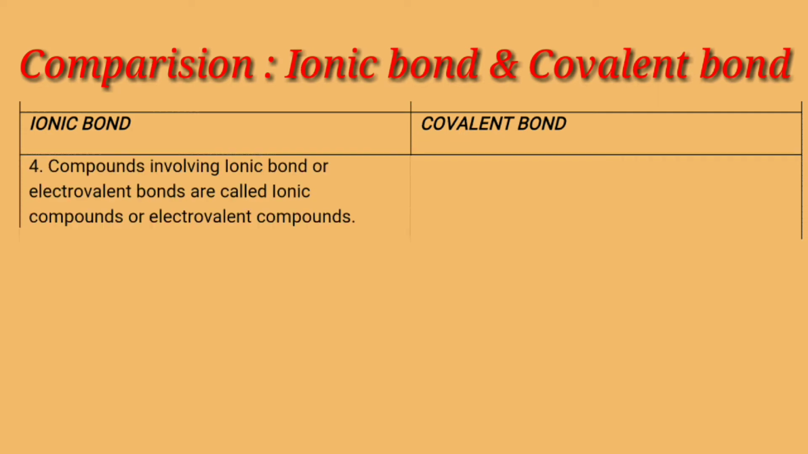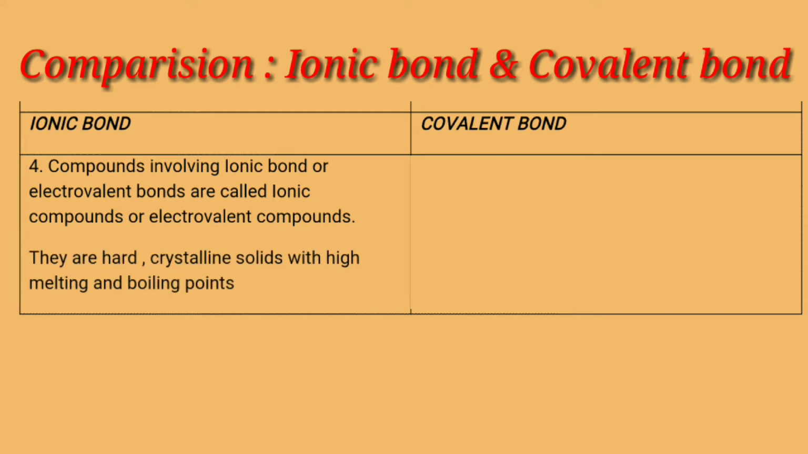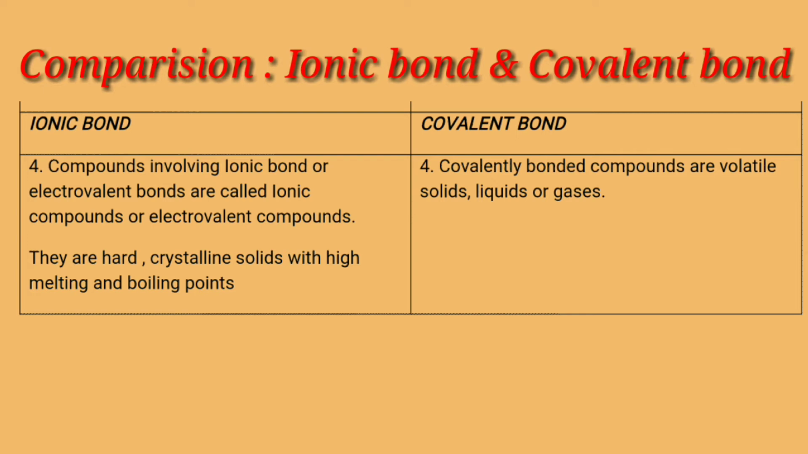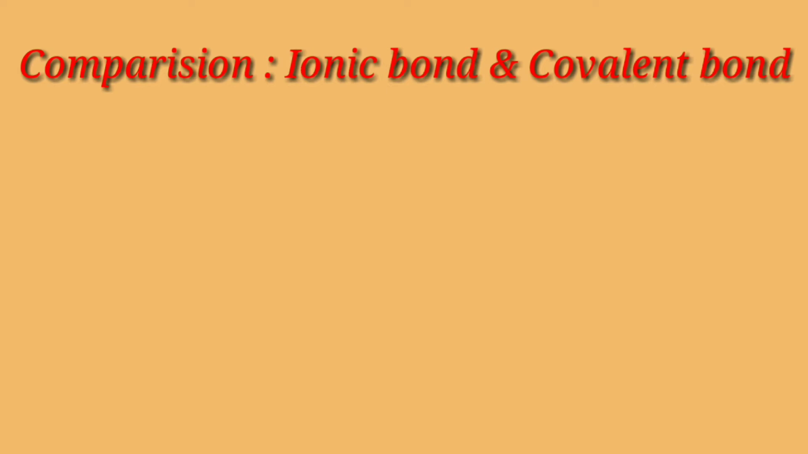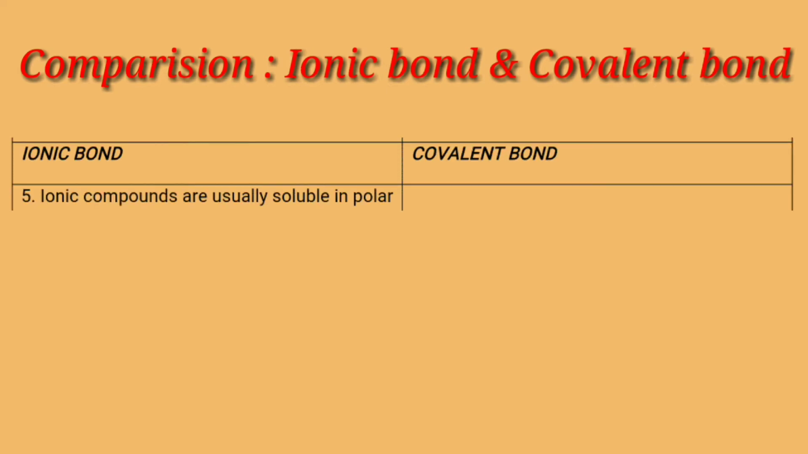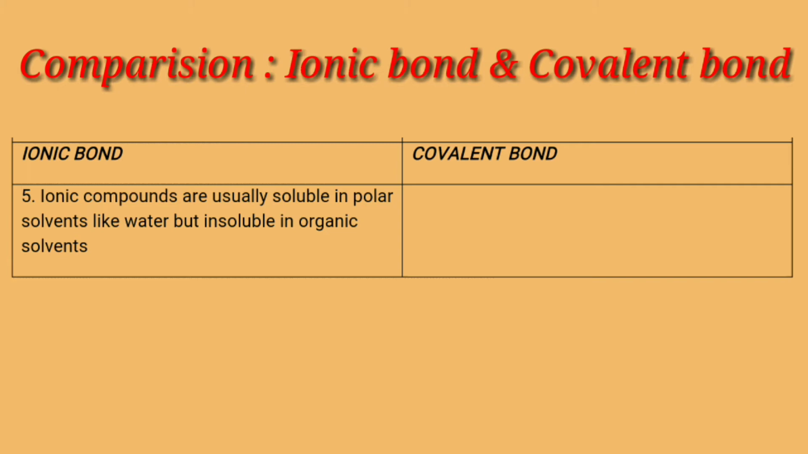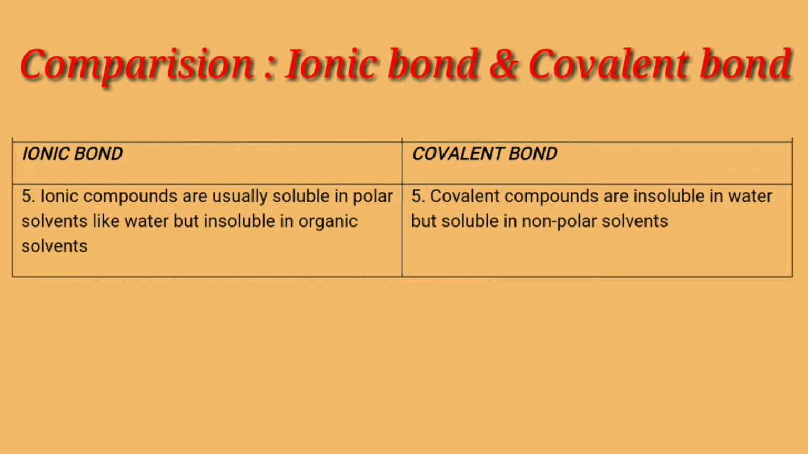Compounds involving ionic or electrovalent bonds are called ionic or electrovalent compounds. They are hard, crystalline solids with high melting and boiling points. Covalently bonded compounds are volatile solids, liquids or gases. They have low melting and boiling points. Ionic compounds are usually soluble in polar solvents like water, but insoluble in organic solvents. Covalent compounds, on the other hand, are insoluble in water but soluble in non-polar solvents.